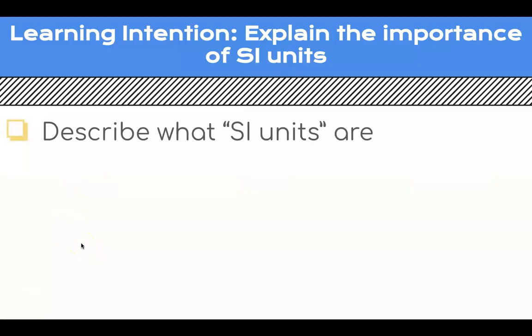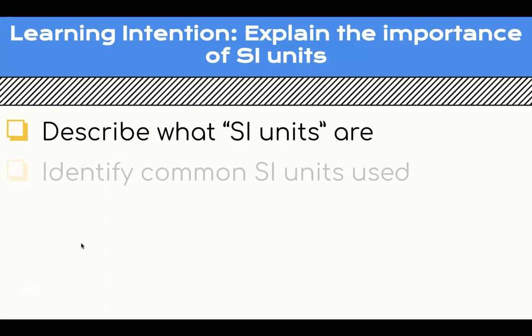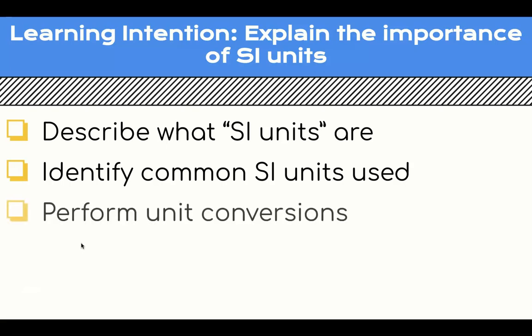So we've met the following intentions. We know that the SI units are a standard system, or internationally recognized system, of units so that it's easier to communicate worldwide. We know that the SI units for different measurements like mass is the kilogram, length is the meter, and time is the second. And we're able to perform some conversions by breaking it down into how many meters were in a kilometer or how many seconds were in an hour.